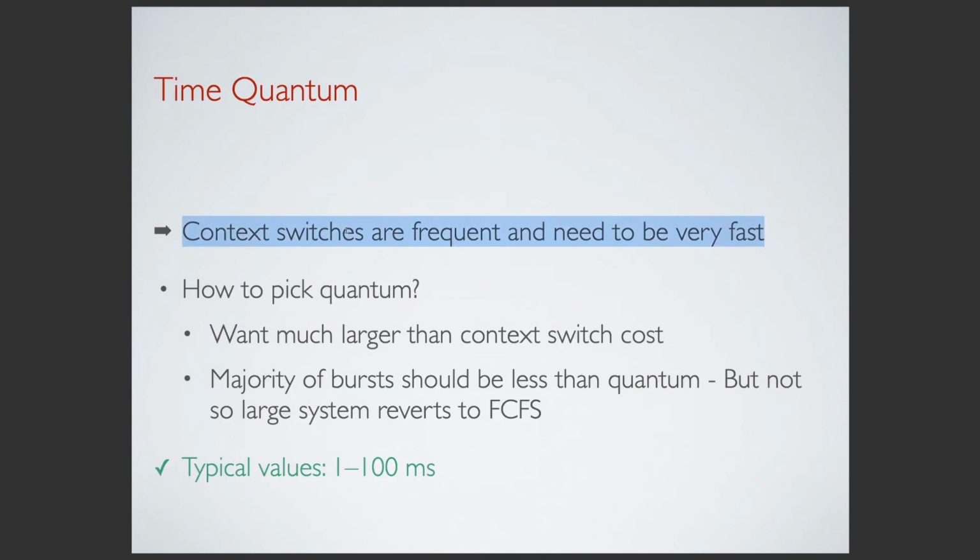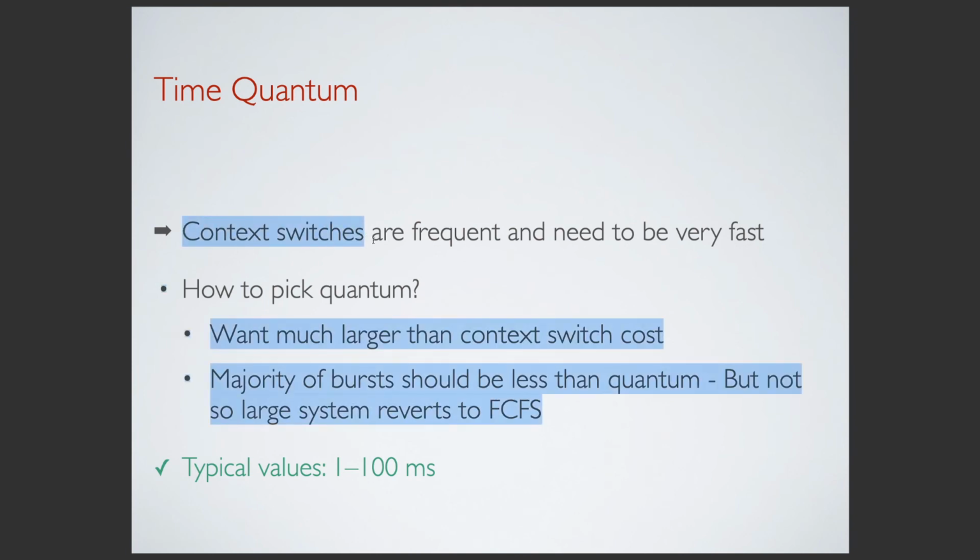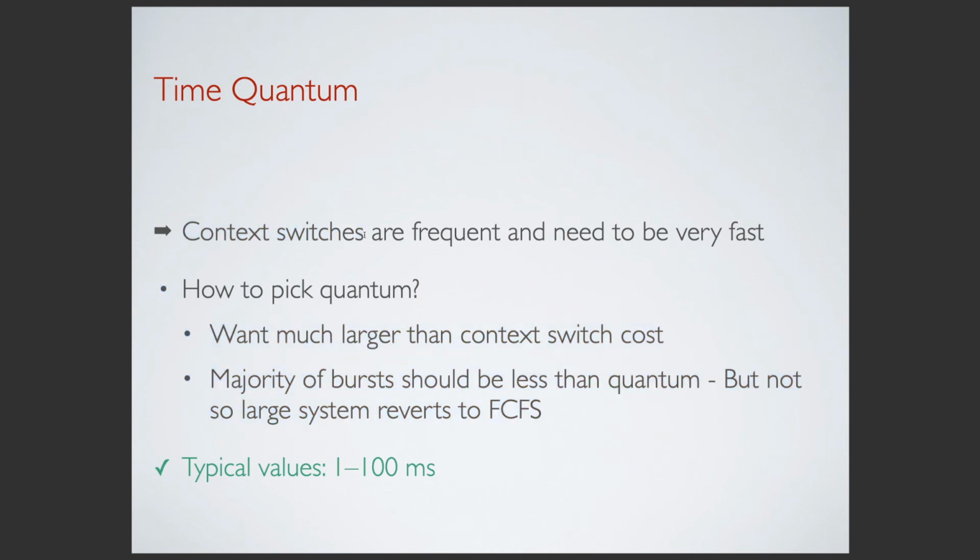Just quickly, I'm going to talk about this time quantum here. How do you choose how long a process is going to run for? Well, you have to take into account the context switching here. How long does your context switching take? If at some point the quantum of time is as long as the context switching, it's not going to be very efficient.